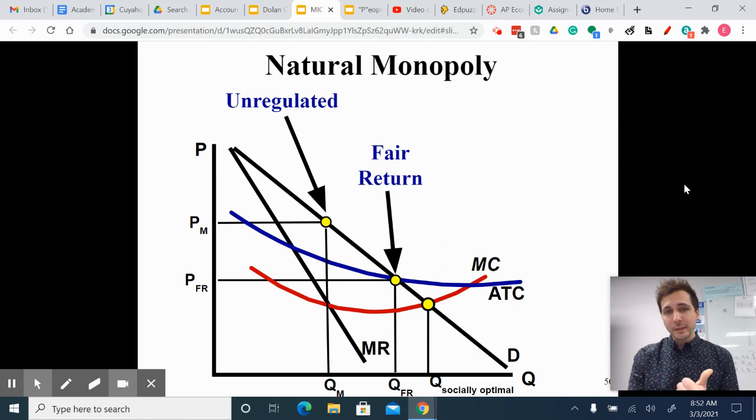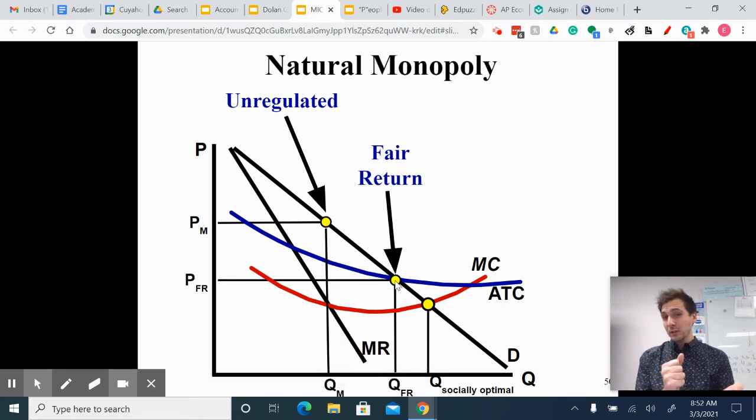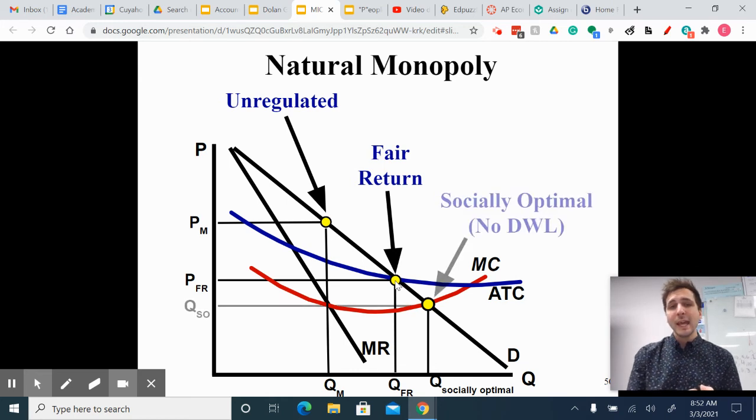If we regulate them and make them pay, we call it a fair return. If we make them charge a price of PFR, or fair return price, price ceiling right here, then price will equal ATC, which we know means total revenue equals total cost. There'll be a zero economic profit. And then finally, we can put them at the socially optimal point where there will be no deadweight loss, which will be PSO, or price socially optimal, not QSO. Sorry about that. At this point, they will operate at a loss, and that loss will persist. And we'll talk about that in a little bit.